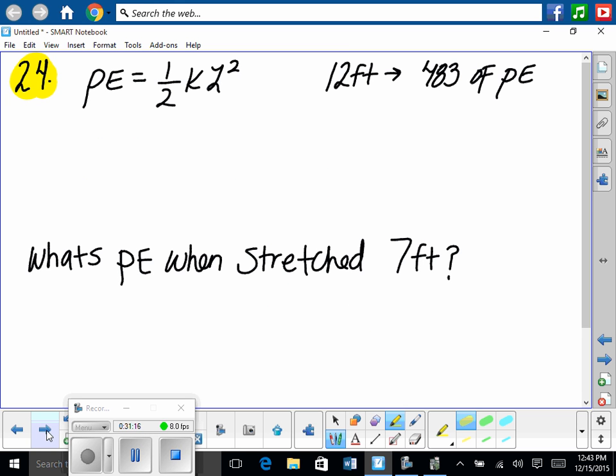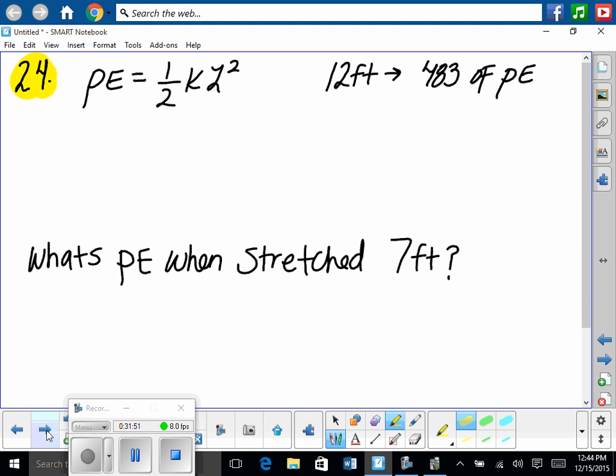It says, given the potential energy of a spring varies directly as the square of the stretch length L. The formula is PE, which stands for potential energy, is equal to 1/2 times K times L squared, where K is the spring constant, and where L is the length. Okay, so it says, when you stretch a spring to 12 feet, it has 483 foot-pounds of potential energy. So what's the spring constant for this spring?